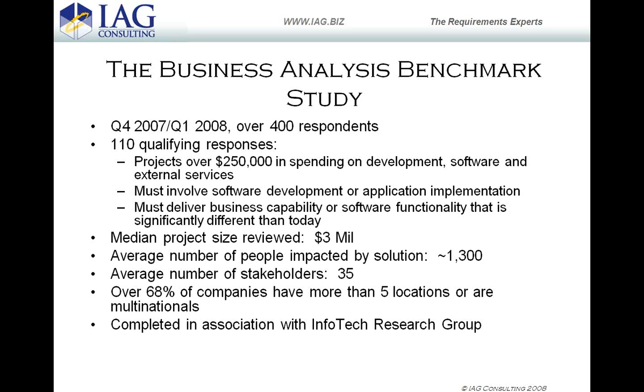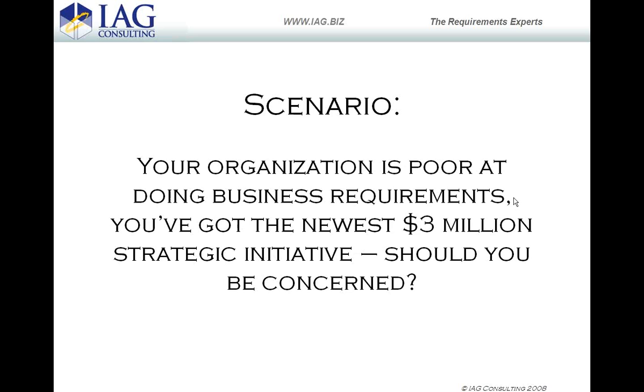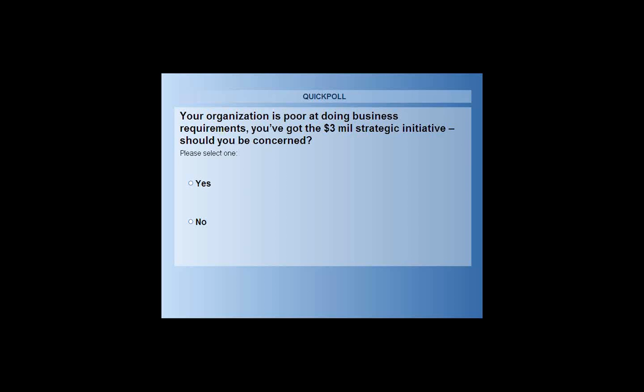But let me challenge you with some questions and some thinking, all right? So here's a scenario, and I'm going to open up a poll in just a second. This is your opportunity for forced participation. Your organization is poor at doing business requirements. You've got the newest $3 million strategic initiative. Should you be concerned? And I'm going to open up that poll right now just to create a little bit of a dialogue here.